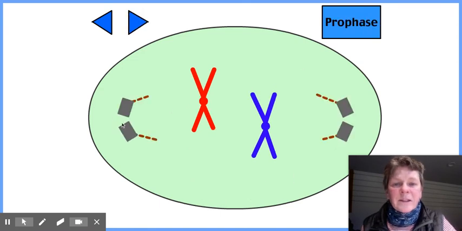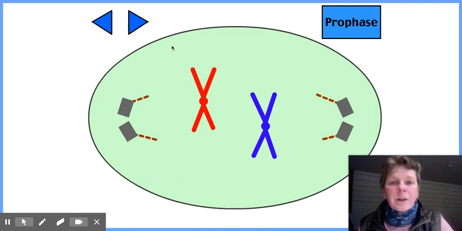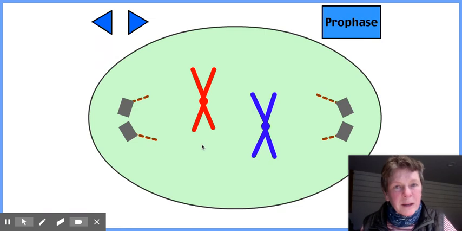Now, prophase, this is the busiest phase. This is the phase of mitosis where most of the heavy lifting and the work happens. So what's going on here? Well, the nuclear envelope has broken down completely. The nucleolus has been removed and sort of dismantled.